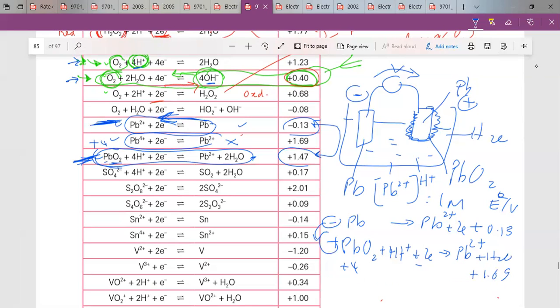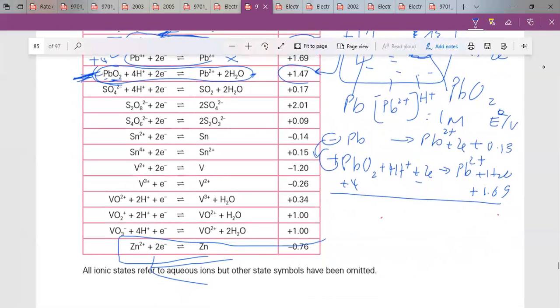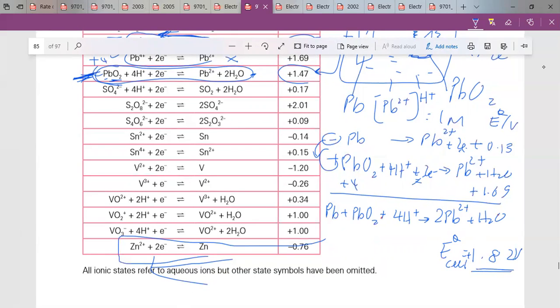Okay, overall reaction. Pb plus PbO2 plus 4 acid. Cancel the 2 electrons here, becomes 2 Pb2+ and H2O. And what's the E cell? Equals this plus this. So here 2 carry 1 is going to 8.1 positive. But it's not 2, is it? No, it's 1.82. So how do I increase this voltage here to 2?